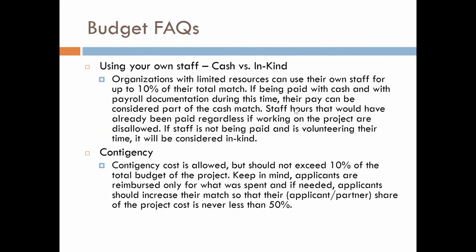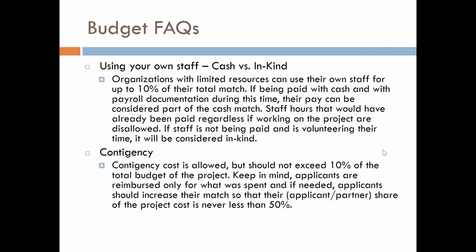A few frequently asked questions about the budget. One is using your own staff. Is it cash or in-kind? Well, organizations with limited resources can use their own staff for up to 10% of their total match. This is if they're being paid with cash and you have the proper payroll documentation during this time. Also, staff hours that would have been already paid, regardless if they're working on the project, are disallowed. And finally, if staff is not being paid and is volunteering their time, that is considered in-kind.